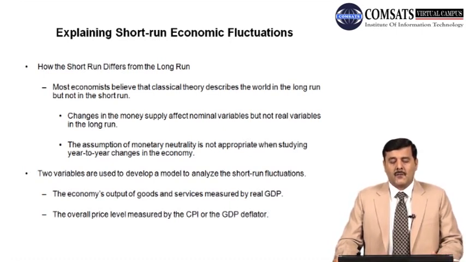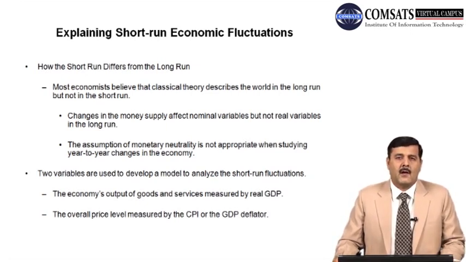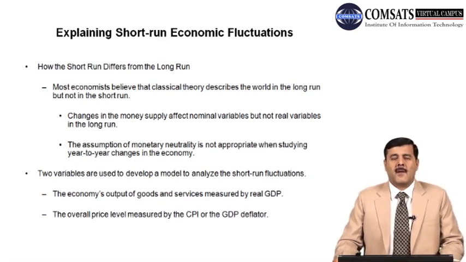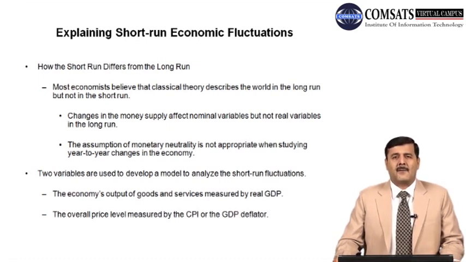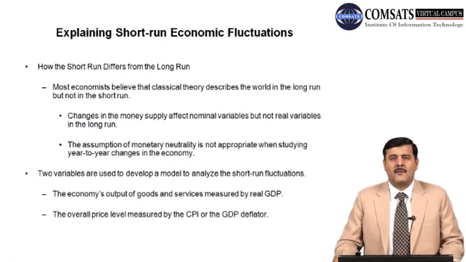Two variables are used to develop a model to analyze the short run fluctuation. Now most of the economists explain the short run fluctuations with the help of the aggregate demand and aggregate supply curve, right? With the help of the aggregate demand concept and aggregate supply concept. And for that purpose, most of the economists use two variables. On one side they use the real GDP or the real output in the economy. On the other side they use the inflation or the price level.